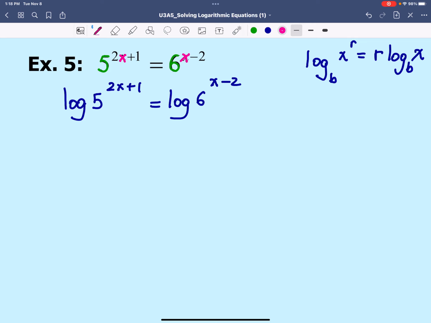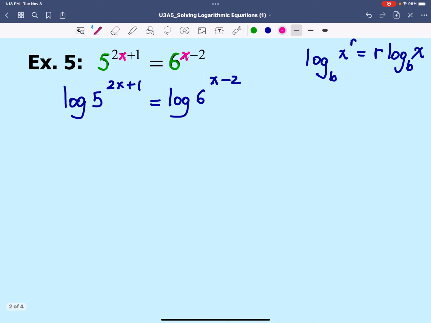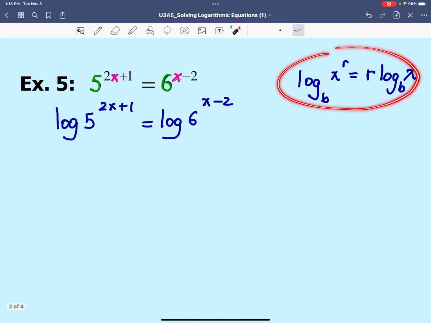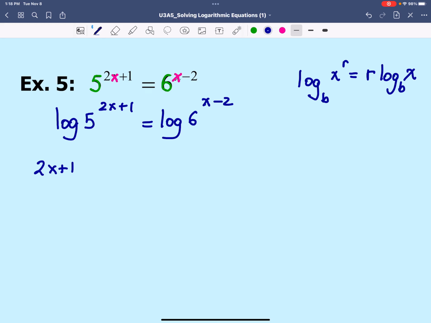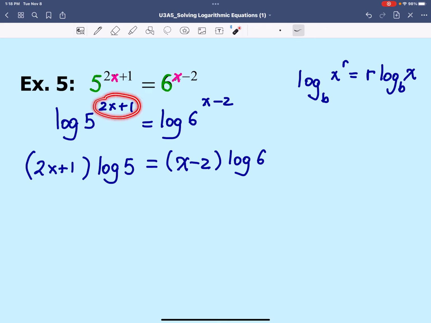So for now, I'm going to leave the base at a base of 10, and I will simplify by using the power law of logarithms, which means that 2x plus 1 now will come to the front. And because 2x plus 1 is in binomial form, I will make sure that I keep it in brackets, because the entire power, which is 2x plus 1, is multiplied by log 5. In a similar way, we have x minus 2, and this will be multiplied by log of 6. So what we have done is getting x out of the log, but still we have x inside the bracket.